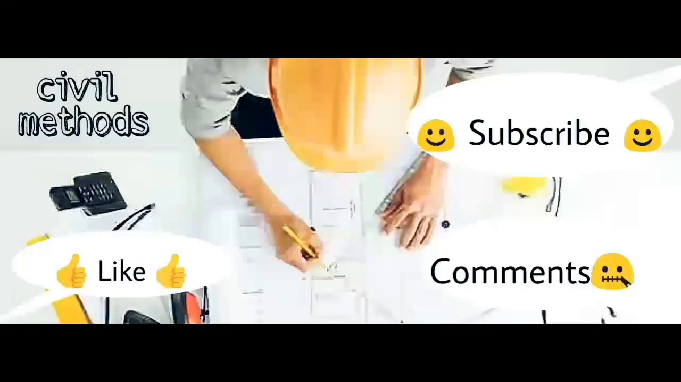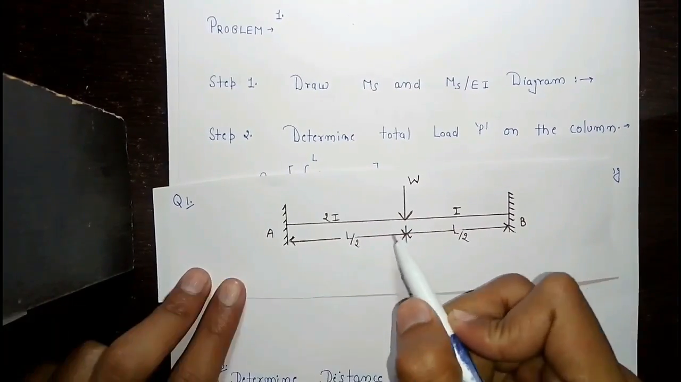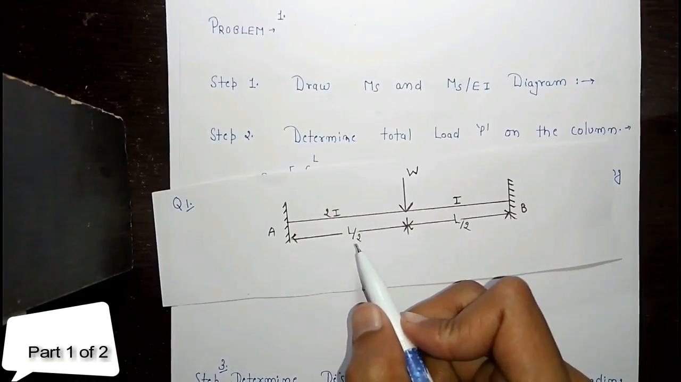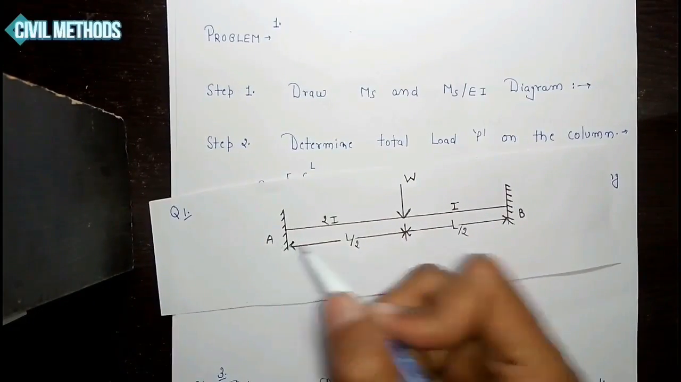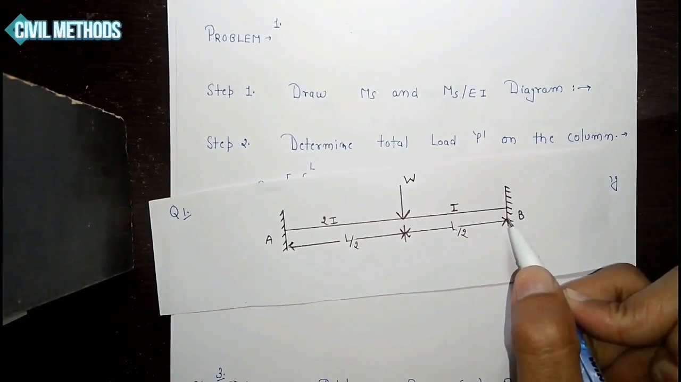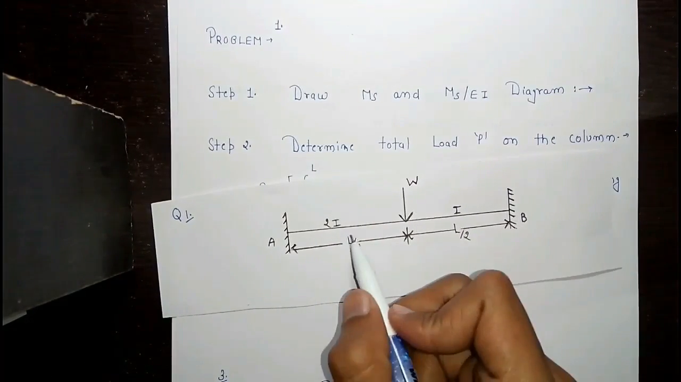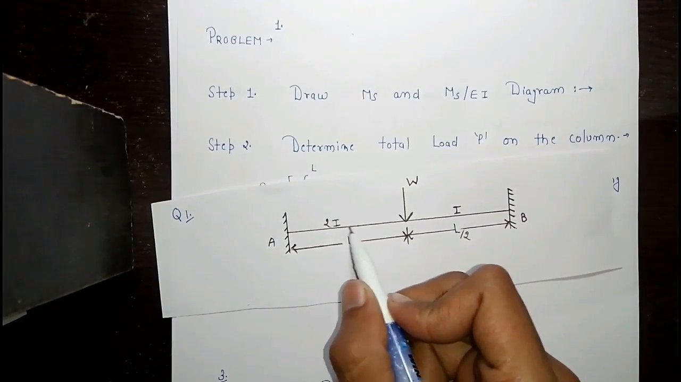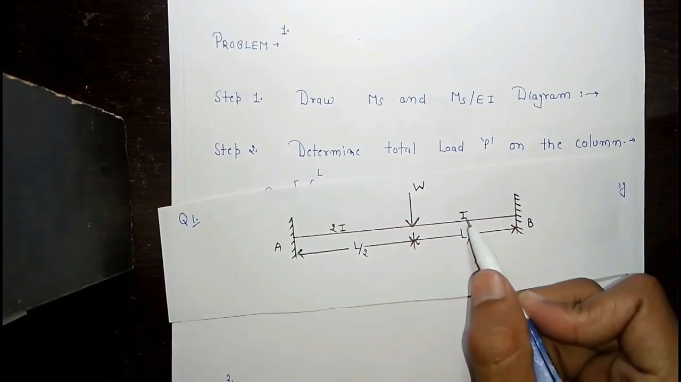In this video, I will show you how to solve a problem using the column analogy method. This is the problem to solve. It is a fixed beam which is fixed at A and fixed at B, and we have to find the end moments at A and B. A central point load W is acting at the center. Half of the portion has 2I moment of inertia and the other half portion has I moment of inertia.